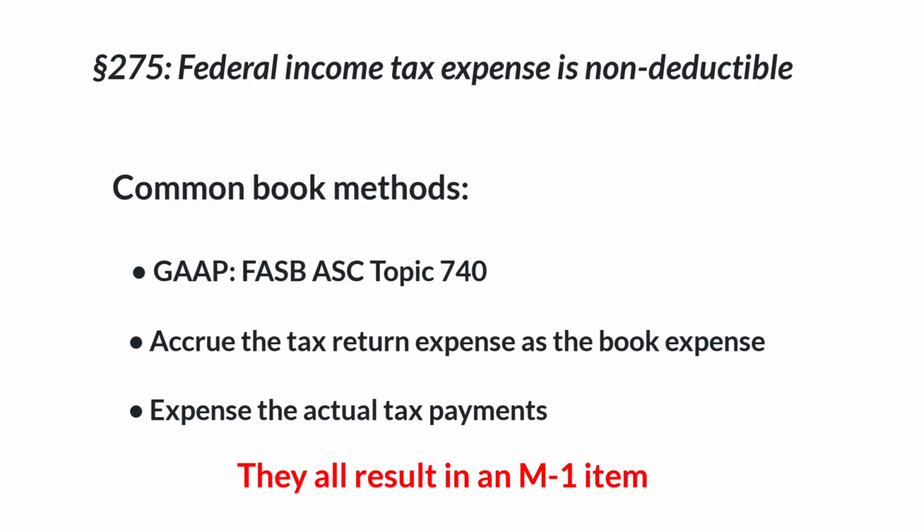One is to accrue the federal tax expense as calculated on the tax return as the book expense. This is the method we used in the example in part 1 of this video. Another one is corporations, typically small corporations, will simply expense what they actually paid in taxes as their tax expense. Whatever the method the corporation is using to record the federal income tax expense, it's non-deductible and the entire amount that's shown on the books as an expense becomes an M1 item.